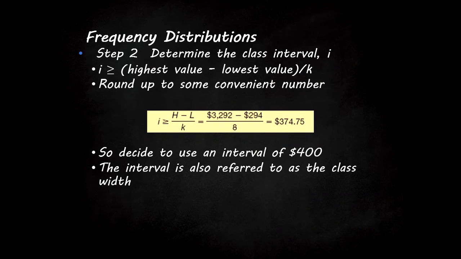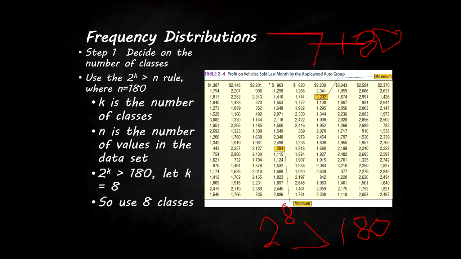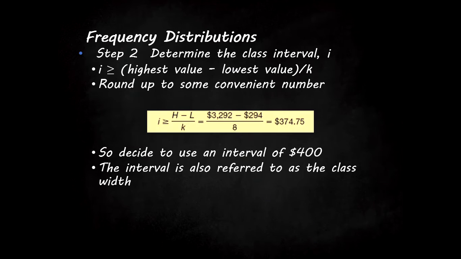Next, after we've determined that we're going to have 8 classes, we need to determine how wide the interval is going to be. In order to do that, you need to look at the highest value, subtract the lowest value, and divide it by the number of classes. If you look at the previous slide, you have the highest value right here and the lowest value right here. So you take the highest minus the lowest, which gives us the range, and divide it by the number of classes.